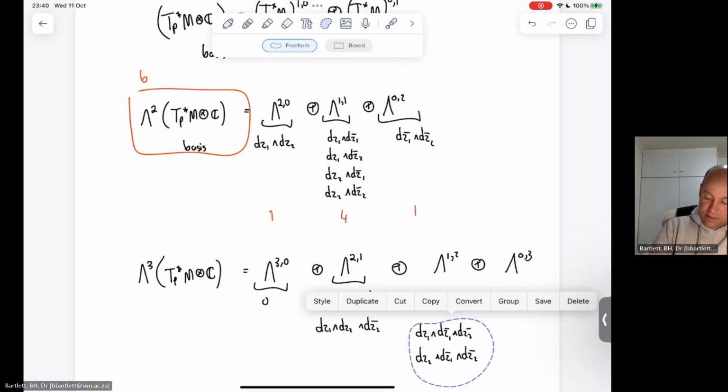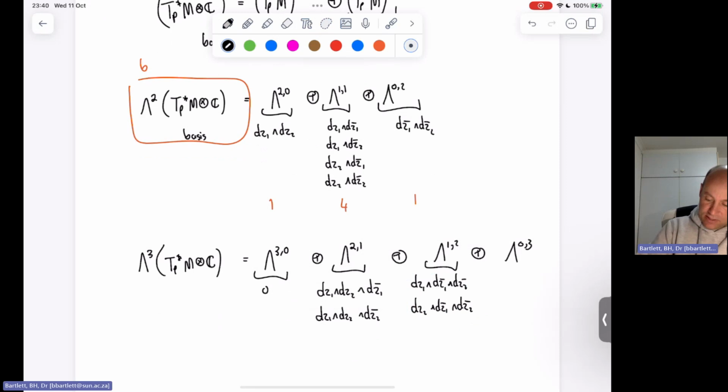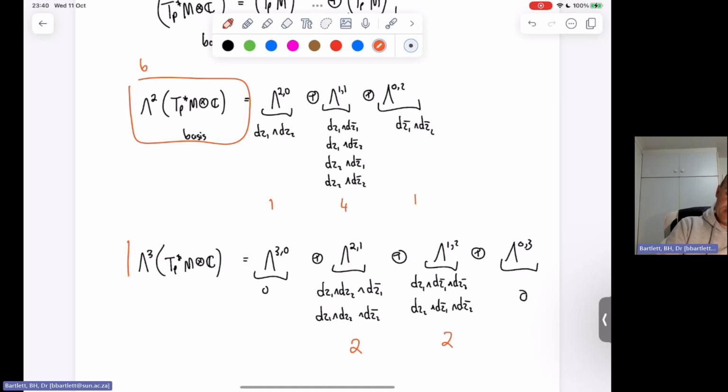And this guy here is 0. Okay, so all in all, I've got 2 dimensions here, 2 dimensions here. So it's 4 dimensions, which makes sense because I've got a 4-dimensional vector space. So its third exterior power is going to be 4-dimensional because you're basically just leaving out one of the basis vectors each time.